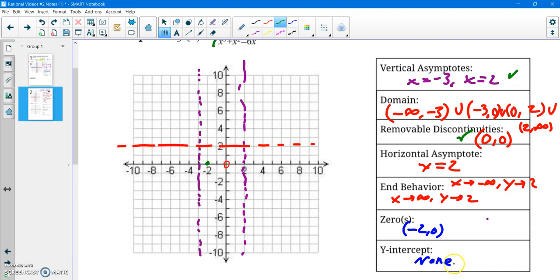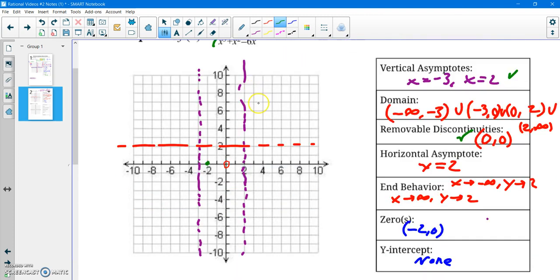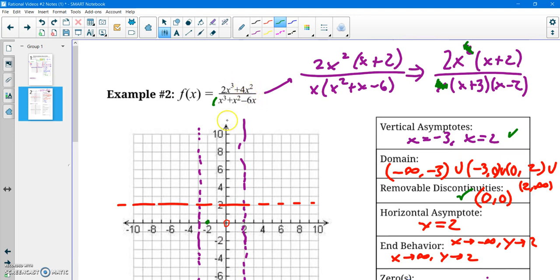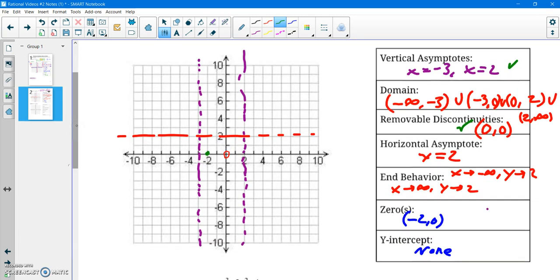To figure out my y-intercept, I plugged in 0 for x, and I got 0 over 0. I plugged it into the original one here. So I got 0 over 0, and I was like, can't have 0 over 0. That's undefined. There is no y-intercept. And that makes sense because I have a hole at my y-intercept.